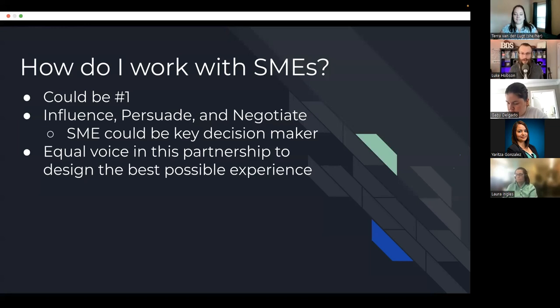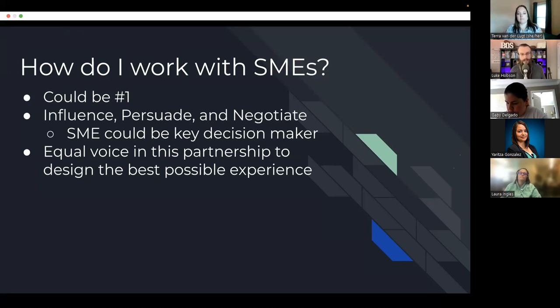How do you influence? How do you persuade? How to negotiate? What do you do when someone else is the key decision maker and you have to work with them? They don't report to you. You don't report to them, but you need to be able to find common ground and figure out how to work together. So what is it exactly that you're going to be able to do?